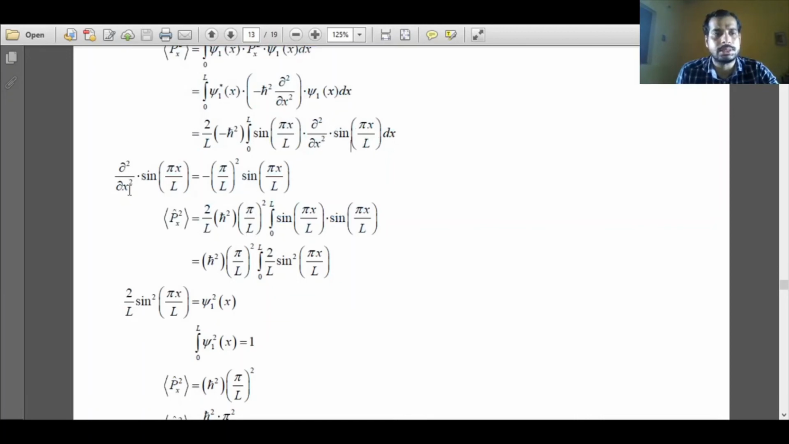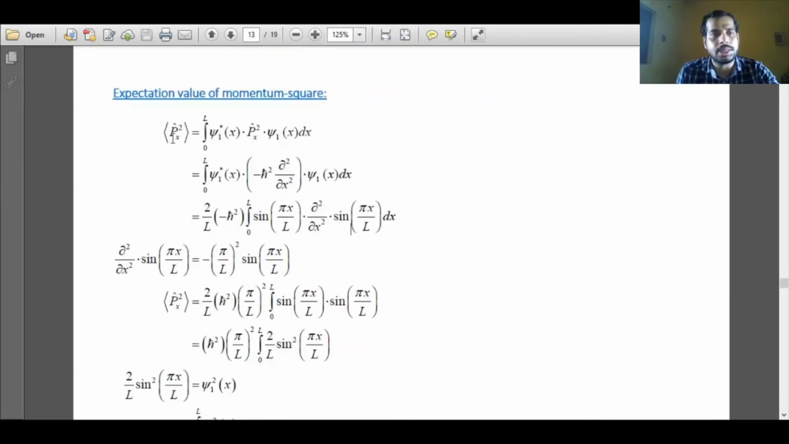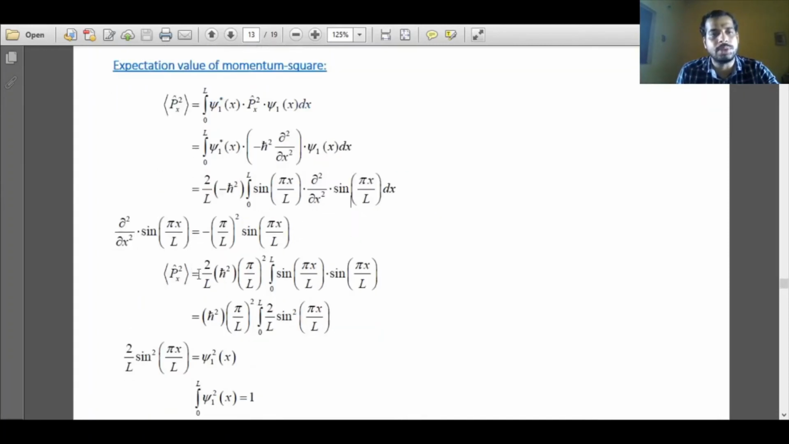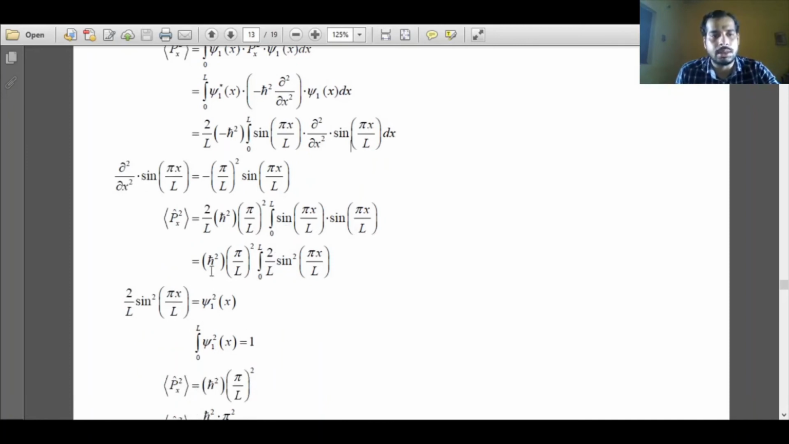The double derivative of sine theta will be again the negative of sine theta, with respect to some constant terms. So my momentum square expectation value becomes, if I substitute this in the integration and solve it, h bar square pi over L square, and the integration limits are 0 to L, 2 over L sine square theta, where theta is pi x over L.